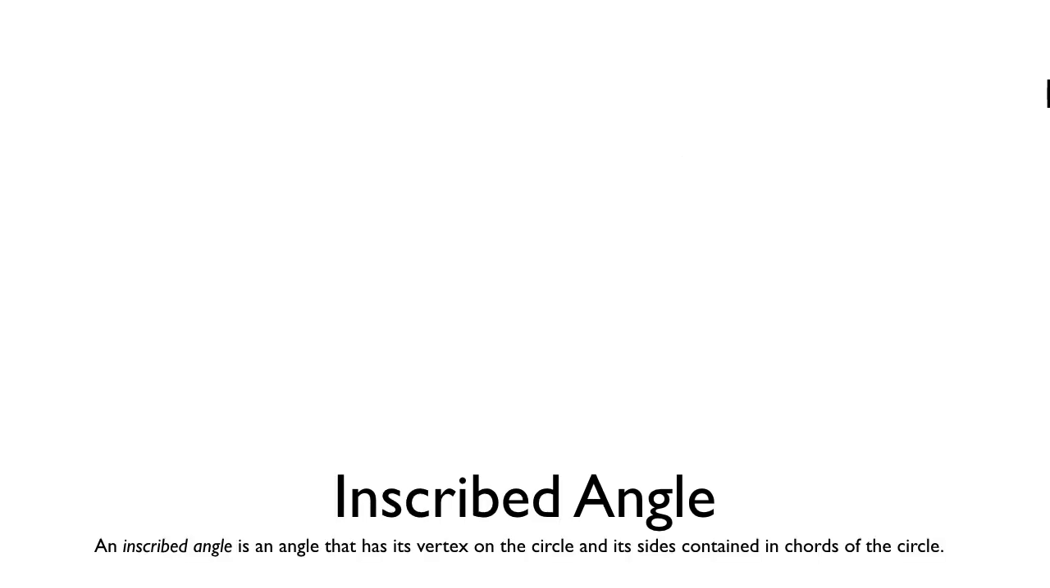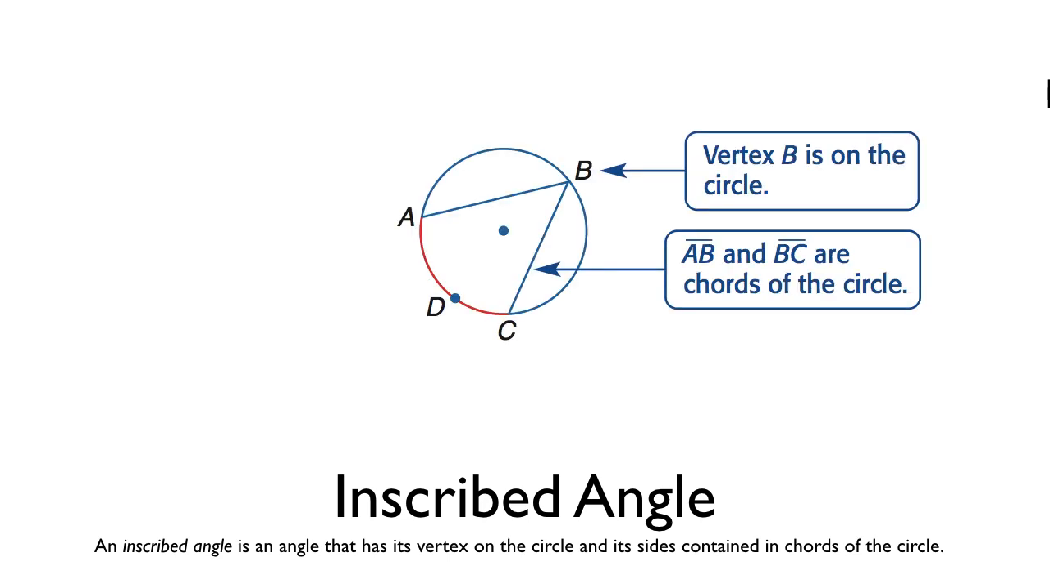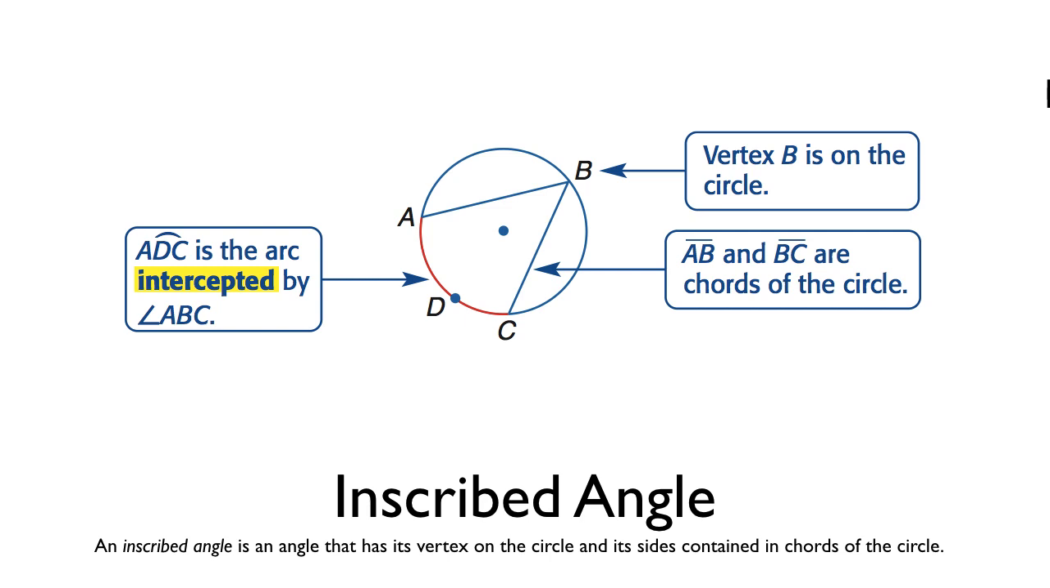Next, an inscribed angle. An inscribed angle is an angle that has its vertex on the circle and sides contained in chords. So here is an example of an inscribed angle, angle ABC. So we see that the arc ADC is intersected by the inscribed angle.